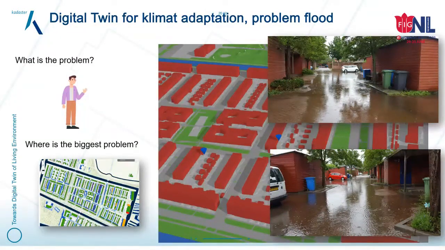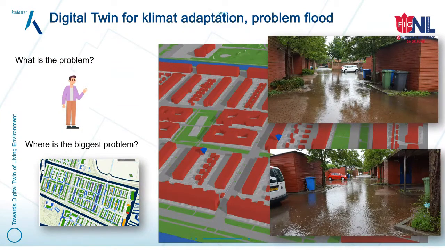So we started with, let's define the problem. What is the problem in the municipality of Zwolle? They would like to build a digital twin, but let's start from what problem we would like to solve. So we defined the problem. The problem was the flood. And where is the biggest problem? I will refer to what Kari just said in her previous presentation, that everything happens somewhere. So the question is, where is the biggest problem?